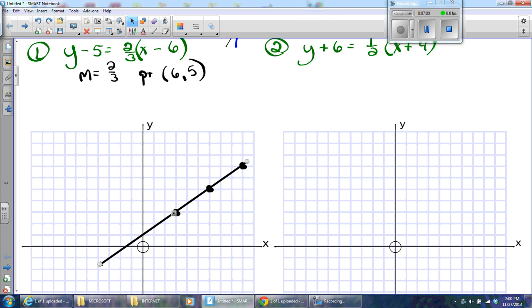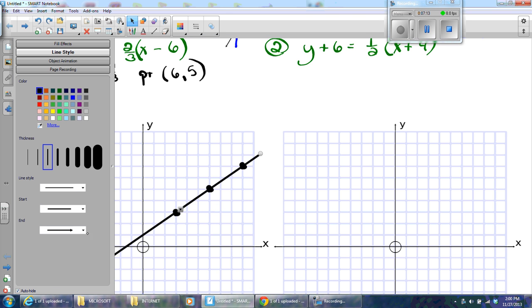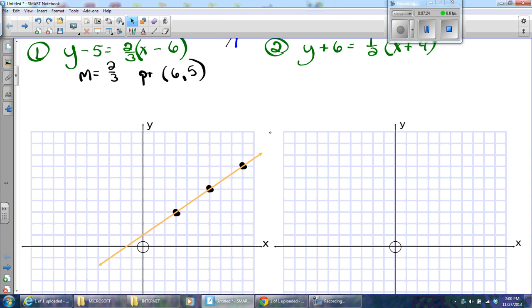It's kind of hard to see the black on black stuff. So while I'm putting an arrowhead on there, I'll change the color. There we go. And there. All right, and there's my line.